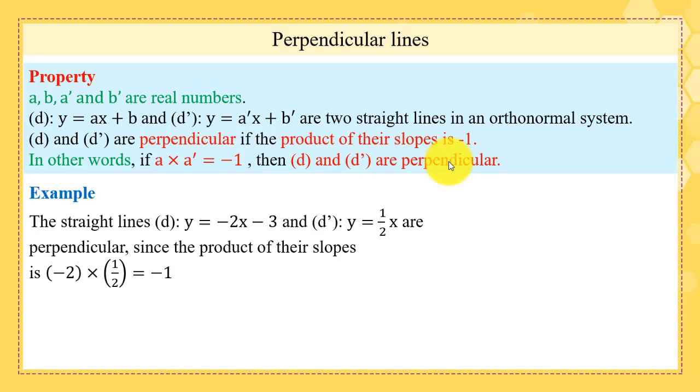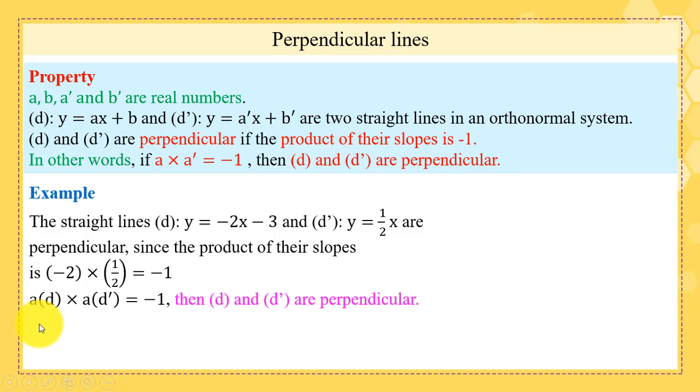Example. Given the two straight lines d: y equal -2x minus 3, and d prime: y equal 1/2 x. The slope of the straight line d is equal to -2. The slope of the straight line d prime is equal to half. If we multiply -2 by half, we get -1. So we say that the straight lines d and d prime are perpendicular since the product of their slopes is -1. We write a of d times a of d prime equal to -1, then d and d prime are perpendicular.